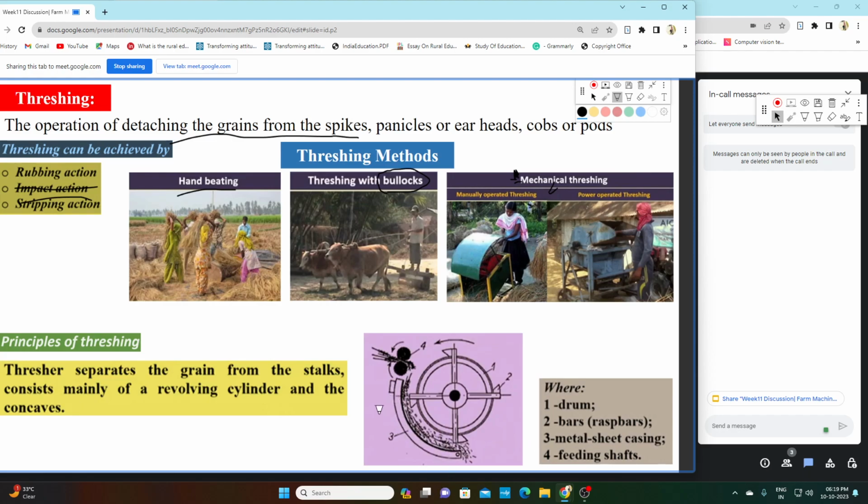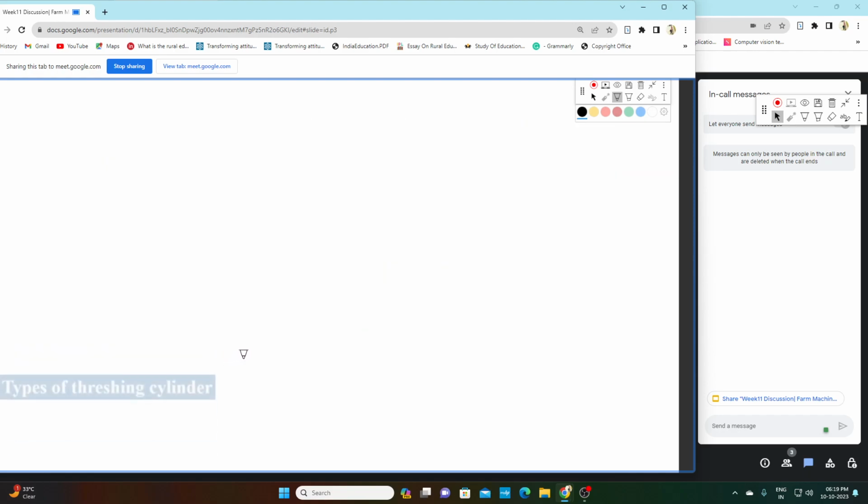This metal casing is only the concave. Okay, this is the concave. So two important parts you should remember: one is the drum, and second is the metal sheet casing, popularly known as the concave. These are the two important parts of the thresher. So this is all about the thresher.